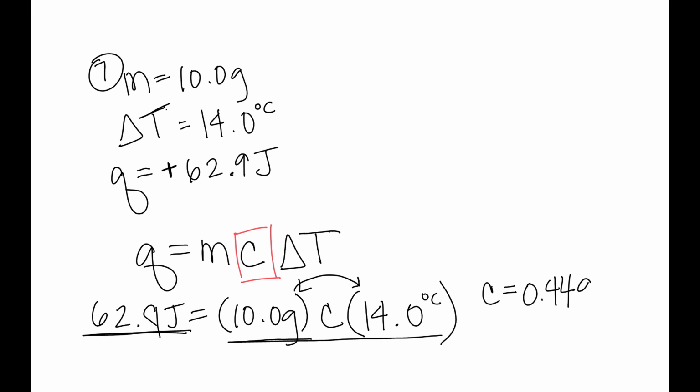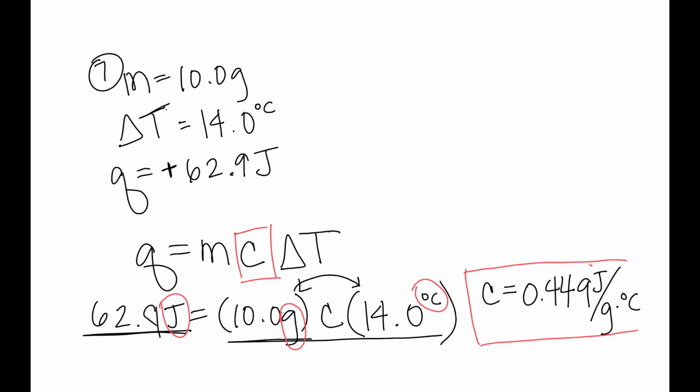0.449 joules per gram times degree Celsius. So you want to check that your units work out correctly, because I will be checking your units. You have joules, and that's going to be divided by a gram in Celsius. So your answer is correct with the correct amount of significant figures and the correct units. So the identity of the metal should have given you iron. And yes, you do need to know the name and the symbol for iron.